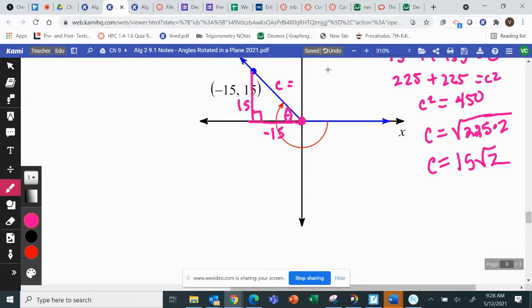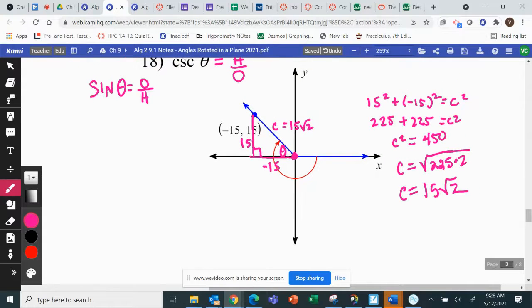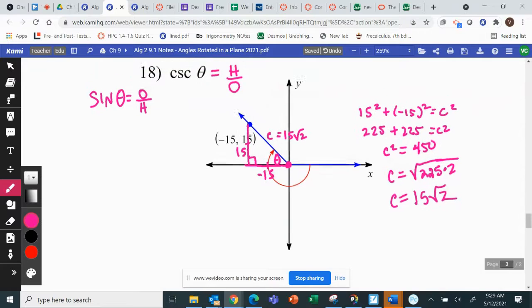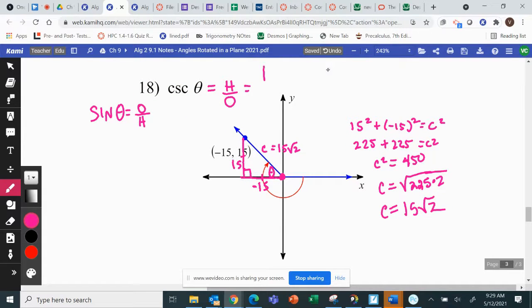Which should sound really familiar, I hope, if you did your last assignment, because 15 square root 2 and 15s, that's one of those special triangles. Which triangle has the two sides that are the same? What is it? 45, 45, 90. So if you had realized that 15 and 15 were the sides, you could have just skipped to 15 square root 2. All right, so now we have our hypotenuse. So I'm going to put in 15 square root 2 over our opposite, which is positive 15. And we reduce that, and we get square root 2 for our answer.